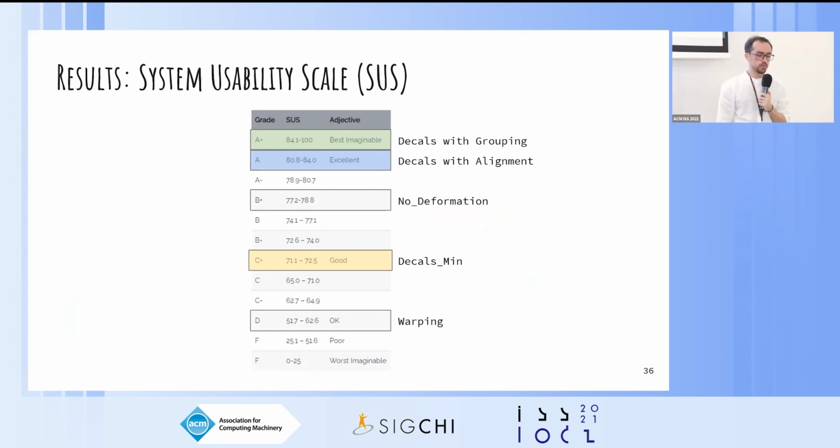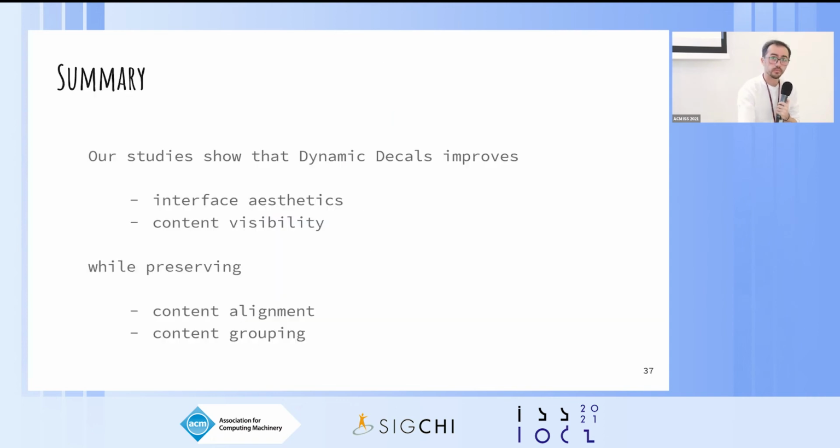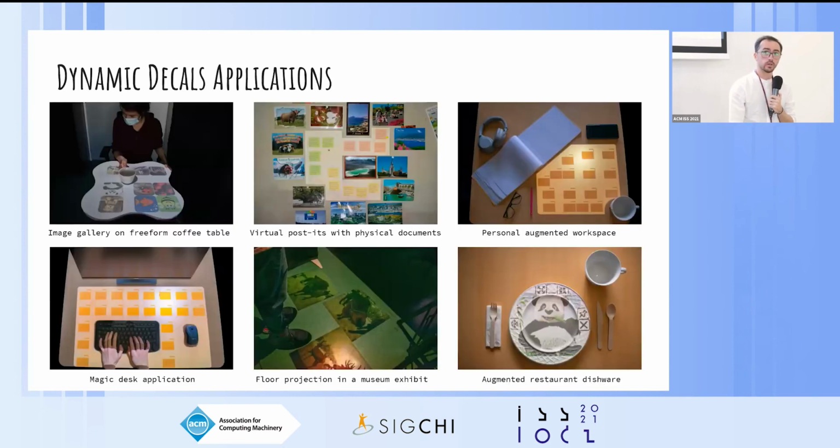Also, we asked participants to answer a question about the system usability. We use the standard 10-question Likert scale to measure SUS. According to the results, displaying an interface applying grouping and alignment constraints was chosen as the best technique. To sum up, our studies show that dynamic decals improve interface aesthetics and content visibility, while preserving content alignment and content grouping.